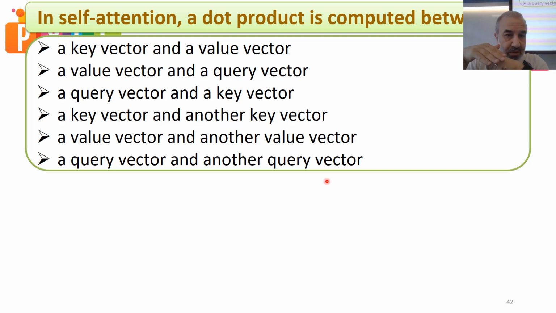So which one? The third one, a query vector and a key vector. Okay, that's what we said last time, right? Between every query vector and every key vector. Any other answer? No. It's just between a query vector and a key vector.